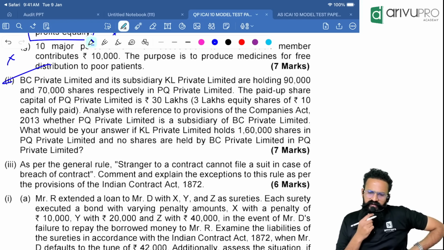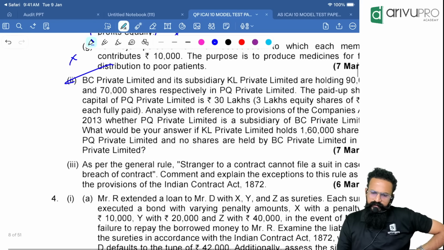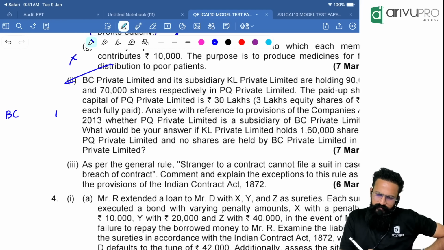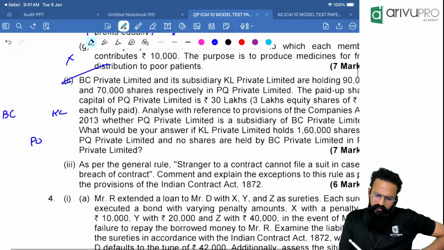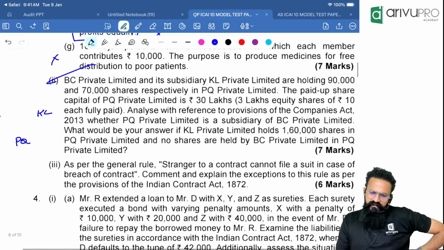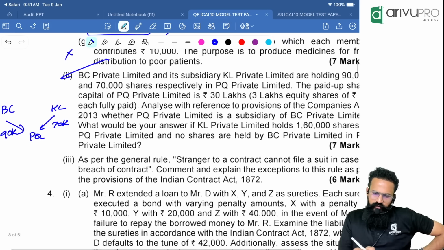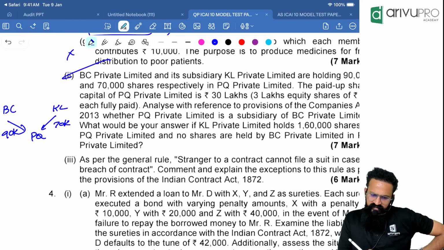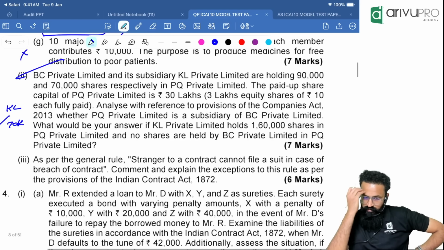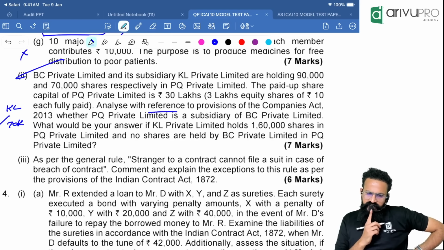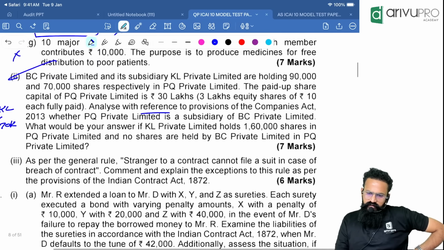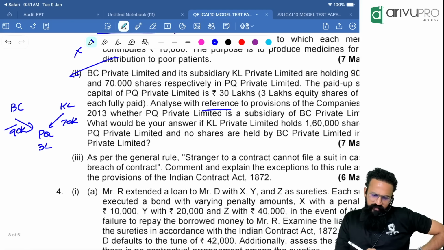BC Private Limited and its subsidiary KL Private Limited are holding 90,000 and 70,000 shares respectively in PQ Private Limited. The paid up share capital of PQ is 30 lakhs, that is 3 lakh shares. Analyze with reference to the provisions of the Companies Act whether PQ Private Limited is a subsidiary of BC Private Limited. Is it a subsidiary of BC Private Limited?